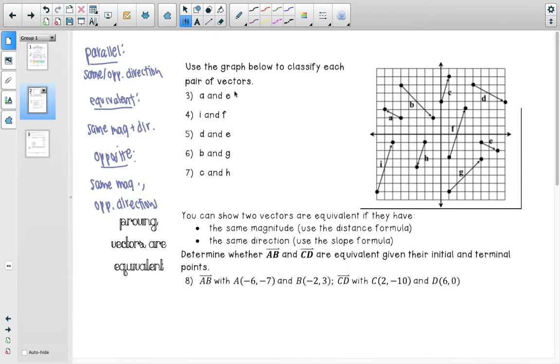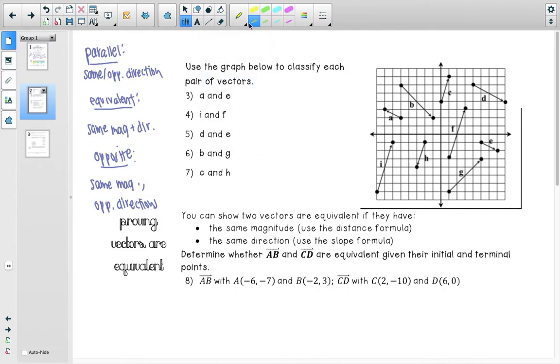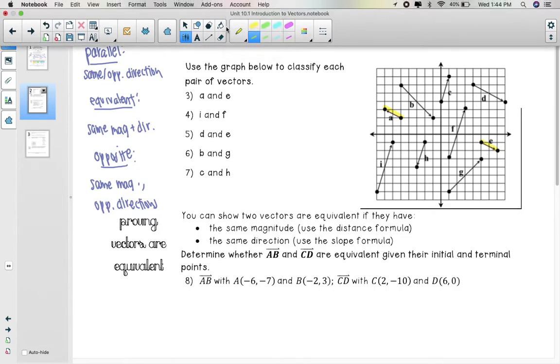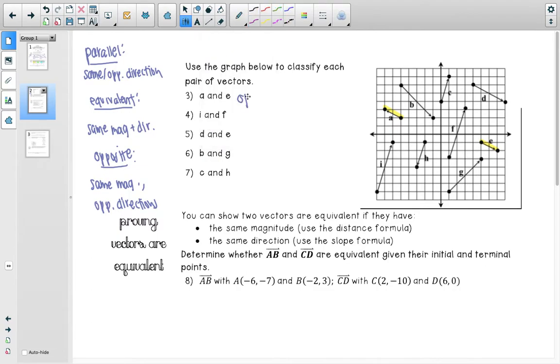So we have A. I'm going to highlight these as we go, which is not going to help. Okay, so you have A and you have E. It's going up 1 over 2, down 1 over 2. So same or opposite direction. They have the same exact length. So for that reason, these are opposite. Now you can find that by actually calculating it. We're just going to kind of play the guessing game here.